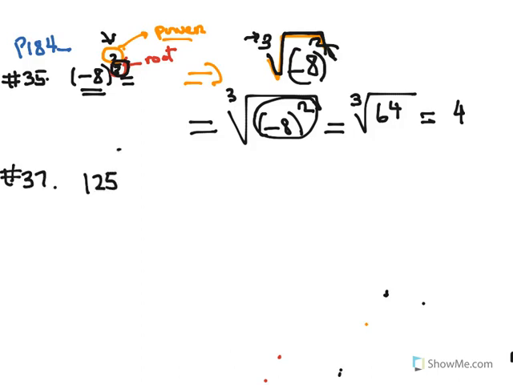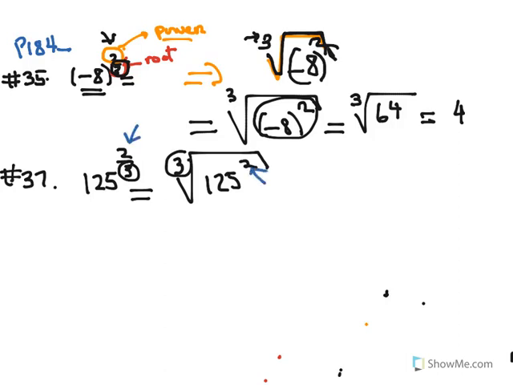125 to the 2/3. Okay, sometimes it's easy to do a problem one way or the other. So what is this? I'm going to write it as a root. It's the cubic root of 125 to the second power. Remember, this is the root, and this number right here is my power.